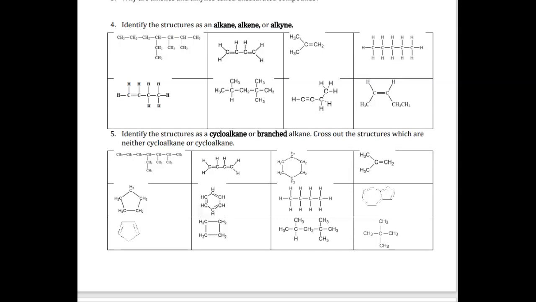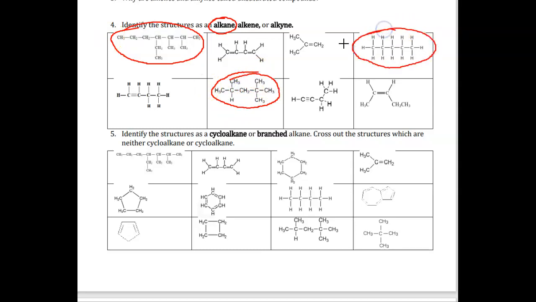Identify the structures as an alkane, alkene, or alkyne. So, alkane has only single bonds, hydrocarbons with only single bonds inside. So this one is alkane. This one is gonna be alkane, and this one is gonna be alkane too, because they are hydrocarbons with only single bonds inside. So blue color I will use for alkenes.